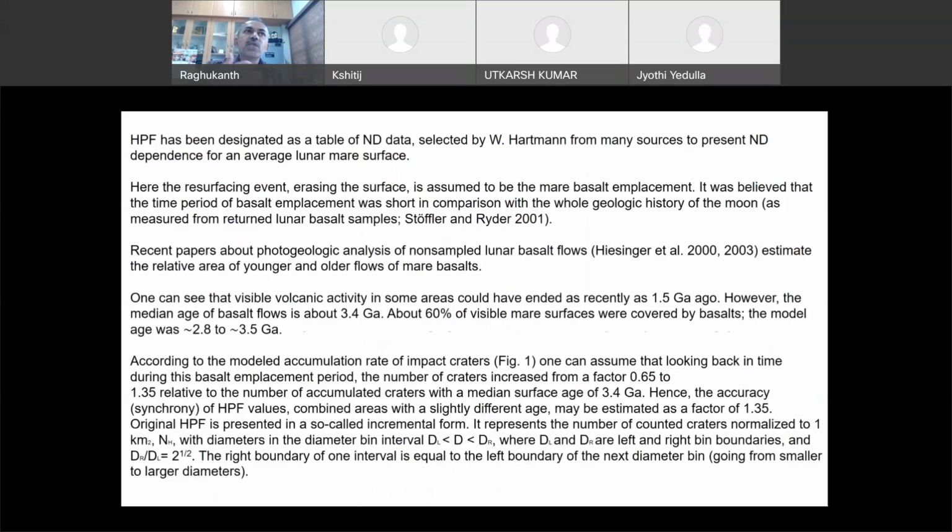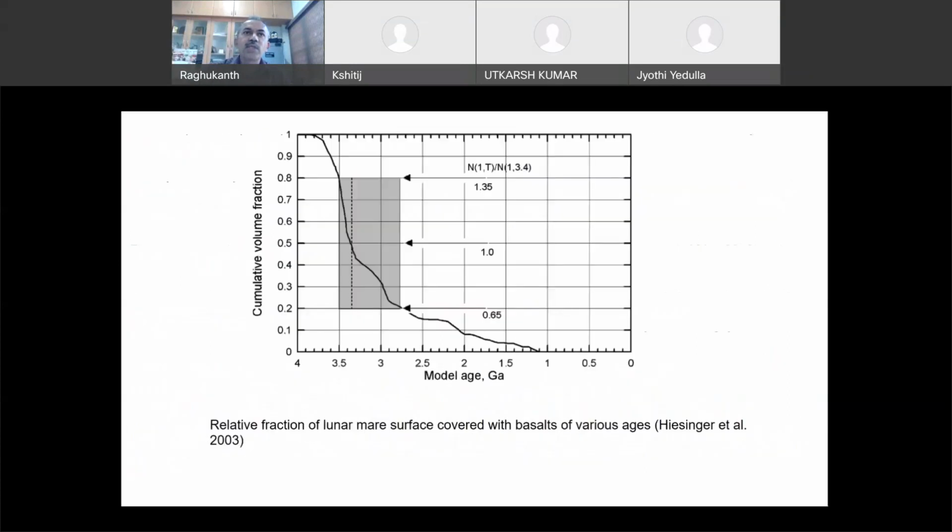So he designed the table of ND data. He did it long back and has done a lot of studies. The most important thing, as I already told you, was that in the initial stage when they tried to study impact craters on the Moon, there was a strong theory which said all these are volcanic craters, not impact craters. Then other theories also came up, the geological history.